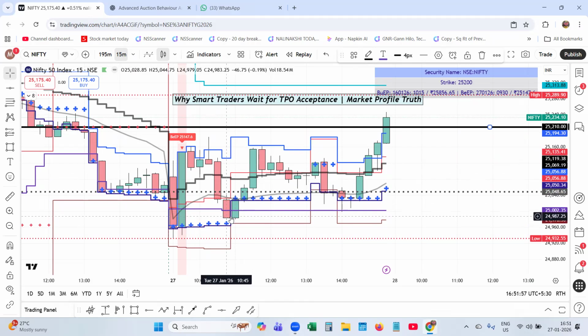In this short trade, I was able to capture a very good amount of money. The 25,200 put option rallied from say 80 to 210 or something. So this was the initial move, and later, around 11 a.m., it could not breach this level.